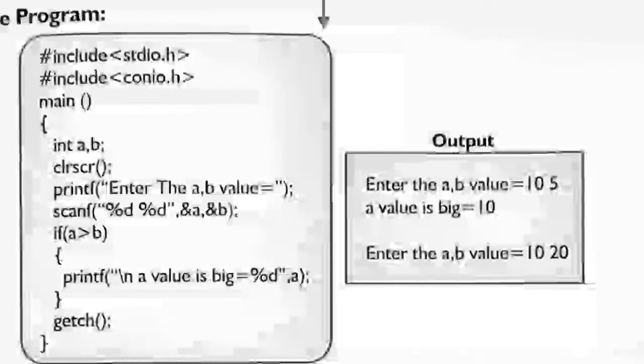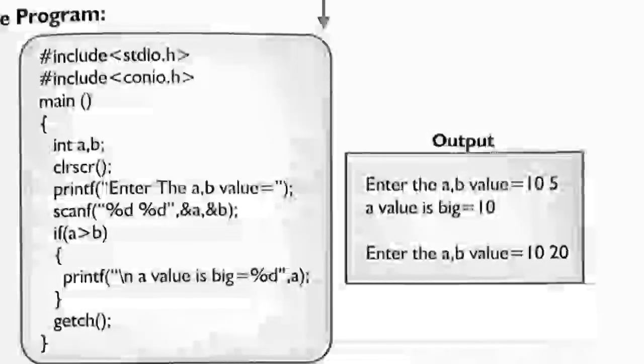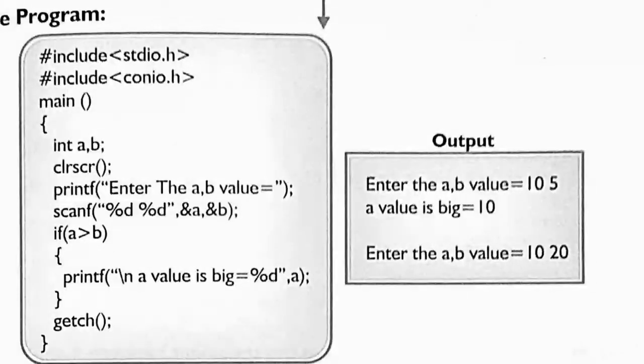When the program is executed, it gets two values, a value and b value. It compares a greater than b. If a is greater than b, then the output "A value is big" will be printed. If it is not greater than b, then nothing is printed. In the next output you can see that. So this is a simple if statement.